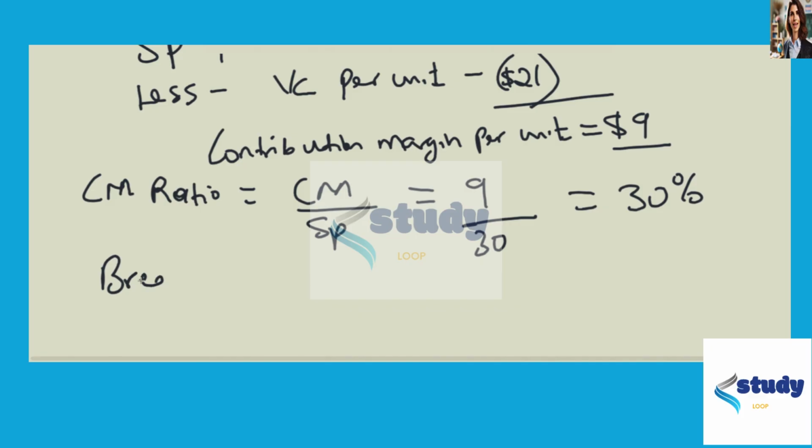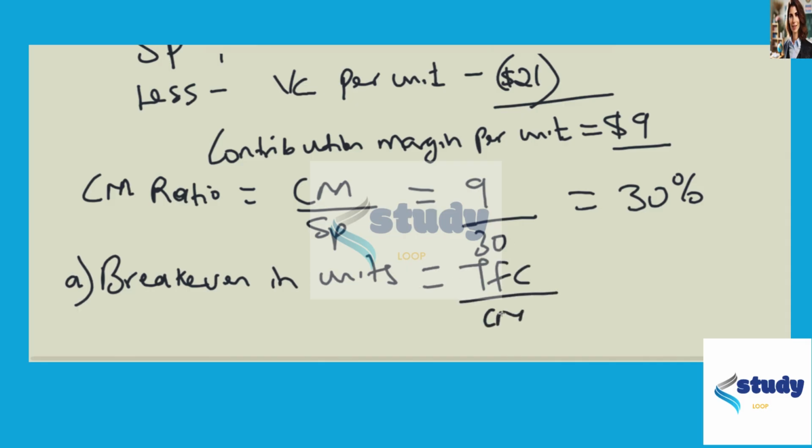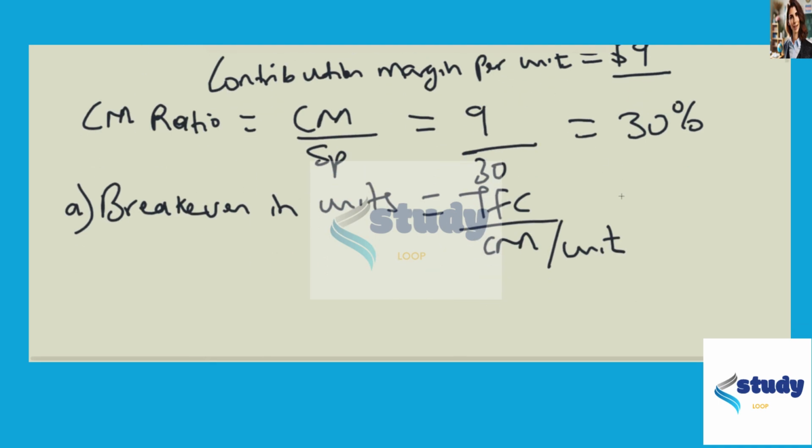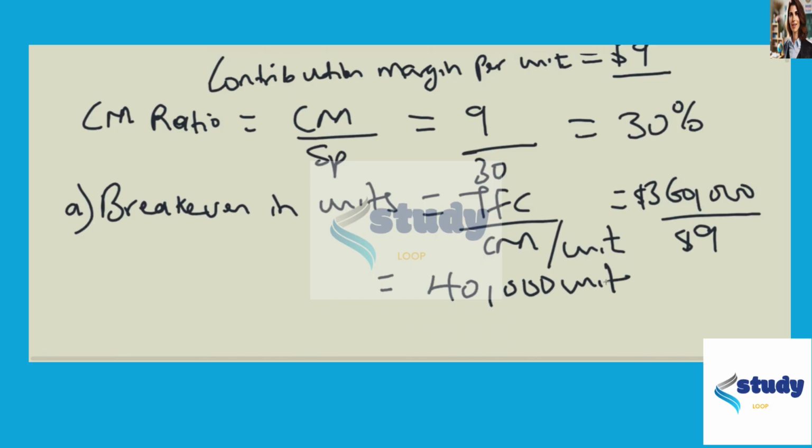Now, the first question, which is the annual break-even point in units. So therefore, the break-even point in units, which is the first part of the question, would be the total fixed cost divided by the contribution margin per unit. So yeah, we're going to have the total fixed cost we are given in the table is 360,000, and the contribution margin per unit is $9 that we're given. So when we divide this, our break-even point in units would be 40,000 units.